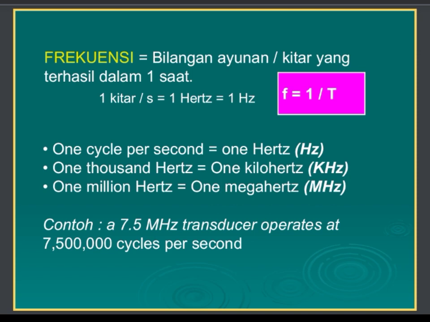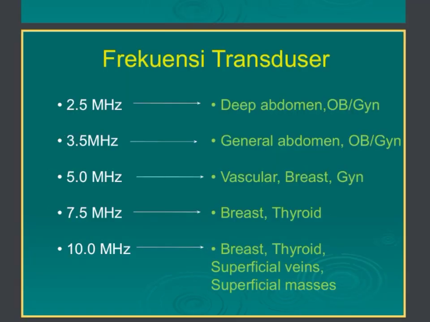Okey, contohnya satu transducer 7.5 MHz beroperasi pada 7,500,000 cycle per second. Okey, transducer ada beberapa frekuensi. So untuk 2.5 MHz sesuai untuk kita image deep abdomen, iaitu untuk obstetric and gynecology.